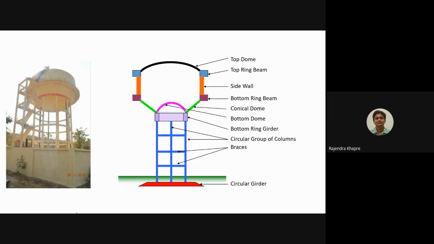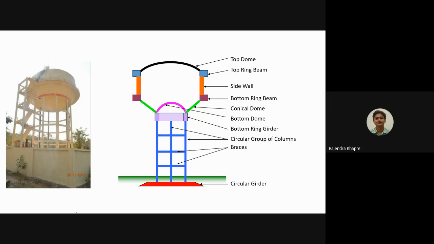Now this container is basically supported on the bottom ring girder. The design also we have covered in the previous lecture, and this bottom ring girder is now supported by a staging system. So this staging is basically consisting of columns and bracings.